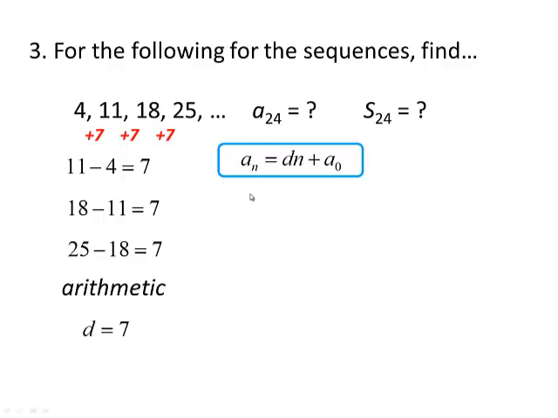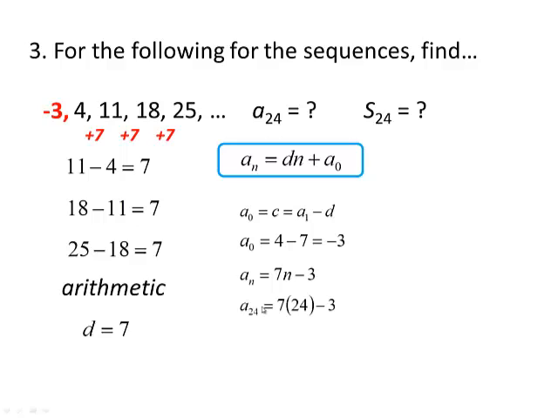We're going to find the 24th term, and we're going to find the one before the first one. The one before the first one should be 4 minus 7, the first term minus my common difference, which is negative 3. Negative 3 would have been up here if we continue this pattern. So now the 24th term will be 7 times 24 minus 3, or 168 minus 3, which is 165.